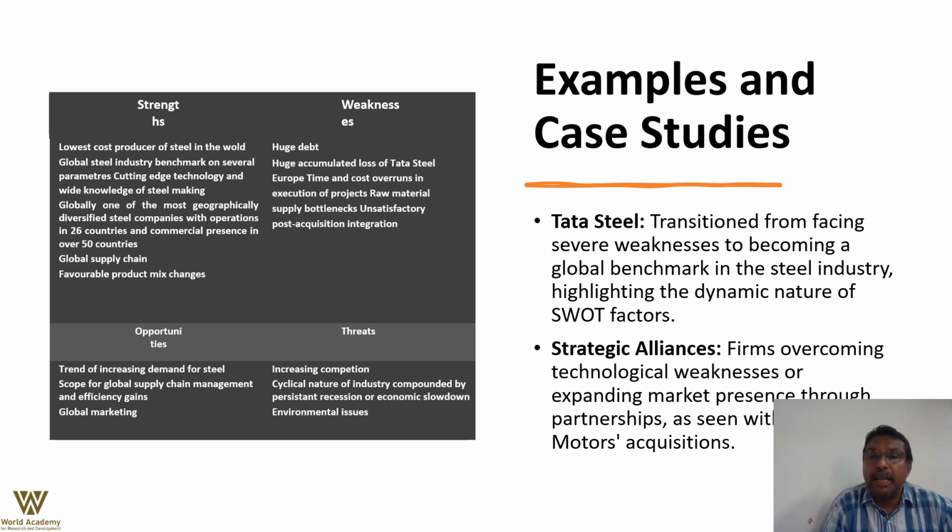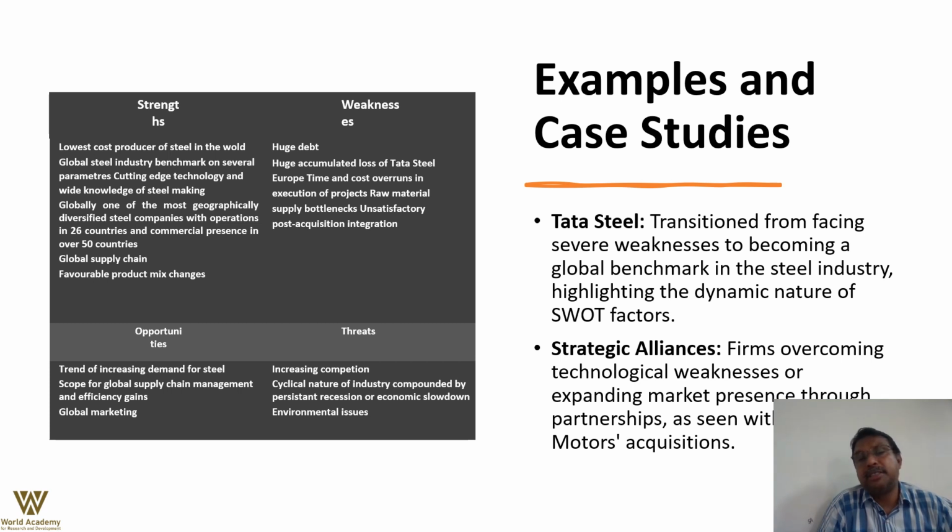Strength: I'll give you the case study of Tata Steel. Tata Steel has basically transitioned from severe weaknesses to becoming a global benchmark in the steel industry, highlighting the dynamic nature of SWOT factors, as the case might be. Now, this is what we are talking about. Strategic alliances help firms overcome technological weaknesses, probably employing the latest technology in the production of steel, and expanding the market through partnership, as seen in Tata Motors' acquisitions of Land Rover and Jaguar.